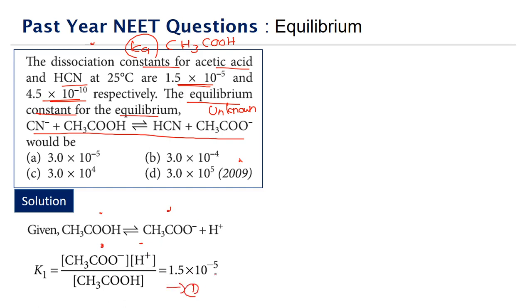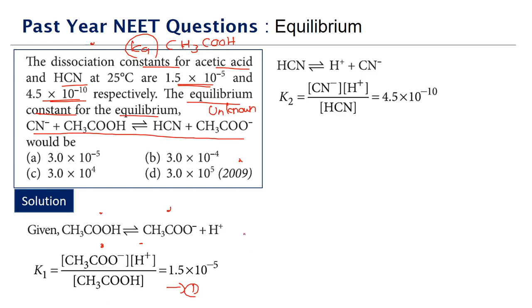Next we have the dissociation of HCN. HCN will dissociate to give us H plus and CN minus. For this, the dissociation constant, let's call it K2. What is it going to be? CN minus concentration into H plus concentration, the products, divided by HCN concentration. What is the value given to us? 4.5 into 10 power minus 10. So these are the two values given to us. Now using this information, we have to find the equilibrium constant of the unknown reaction.